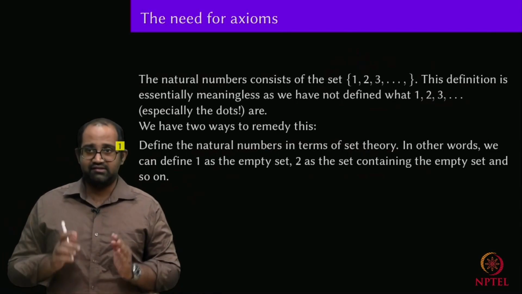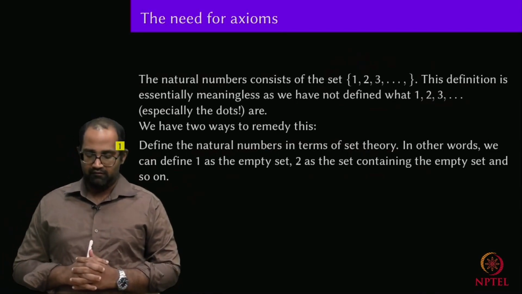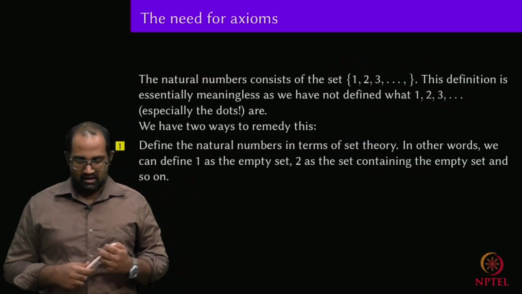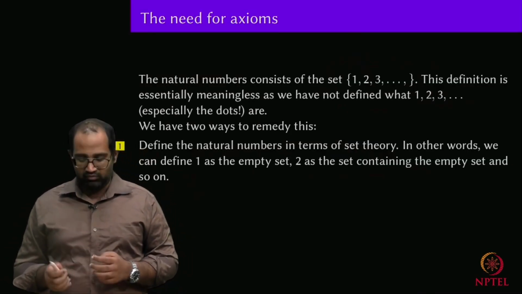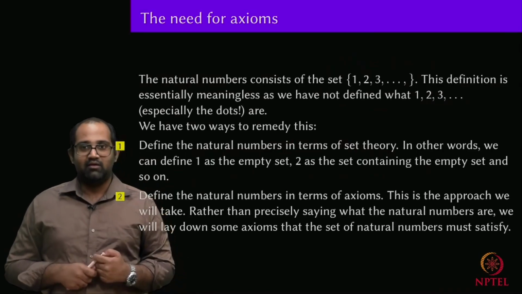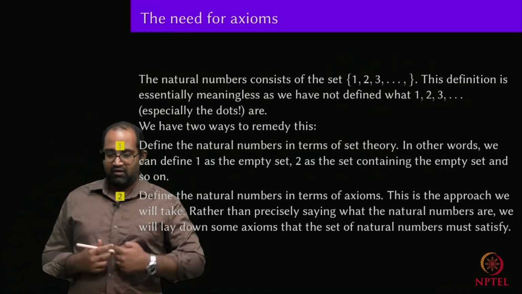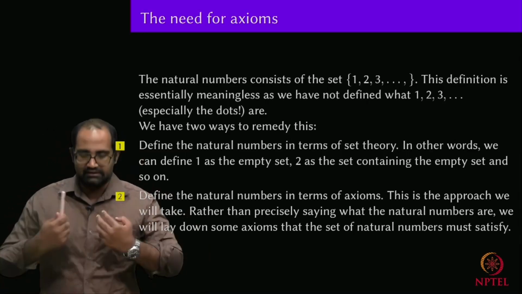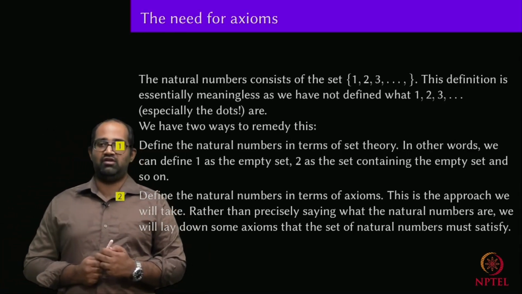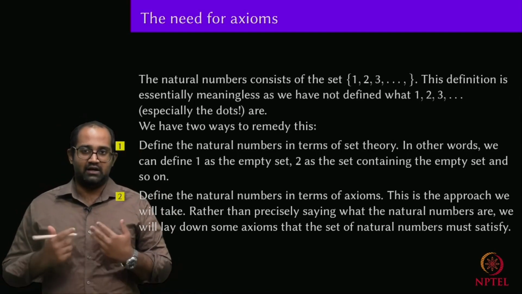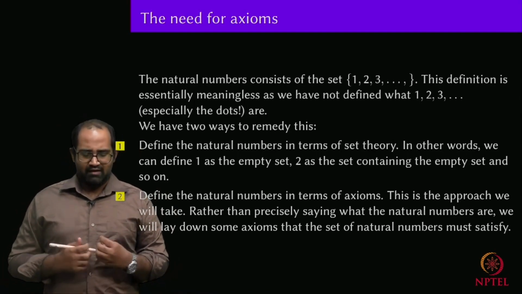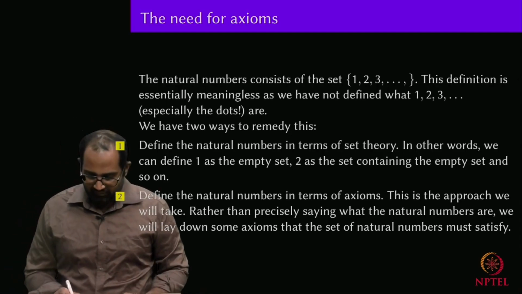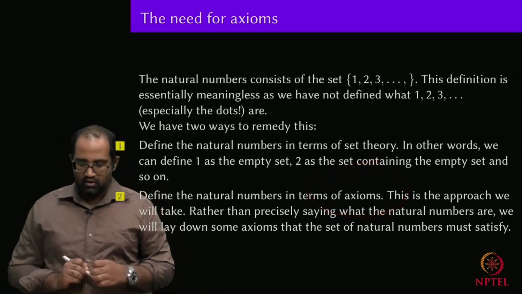Okay. Now, this is not the approach we are going to take. We are going to be somewhat less pedantic about the natural numbers. What we are going to do is, instead of starting from the axioms of set theory and constructing the natural numbers 1, 2, 3 rigorously, we are going to define the natural numbers themselves in terms of axioms.